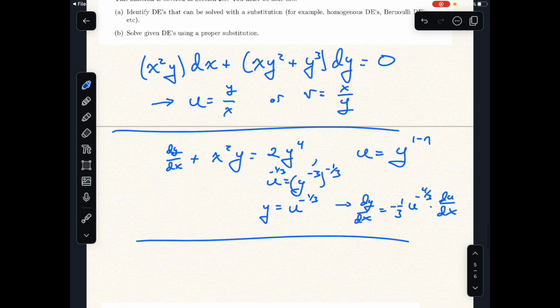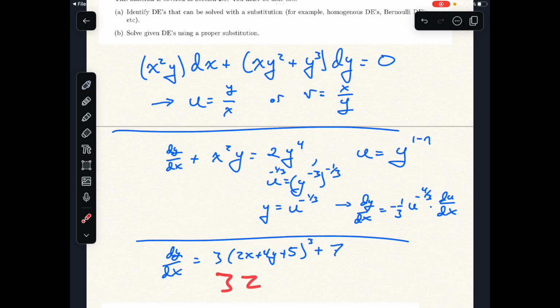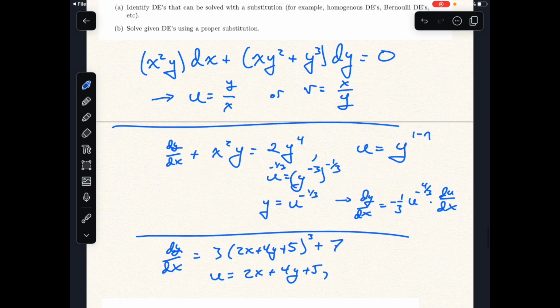You might also see something that looks like dy dx equals some function of ax plus by plus c. So maybe you have like 3 times (2x plus 4y plus 5) cubed plus 7. Here we're plugging into 3z cubed plus 7, and we're plugging in 2x plus 4y plus 5 into it. So in this case, the substitution that you'll do is u equals 2x plus 4y plus 5. You'll sub that in, and then that should give you something that's separable.